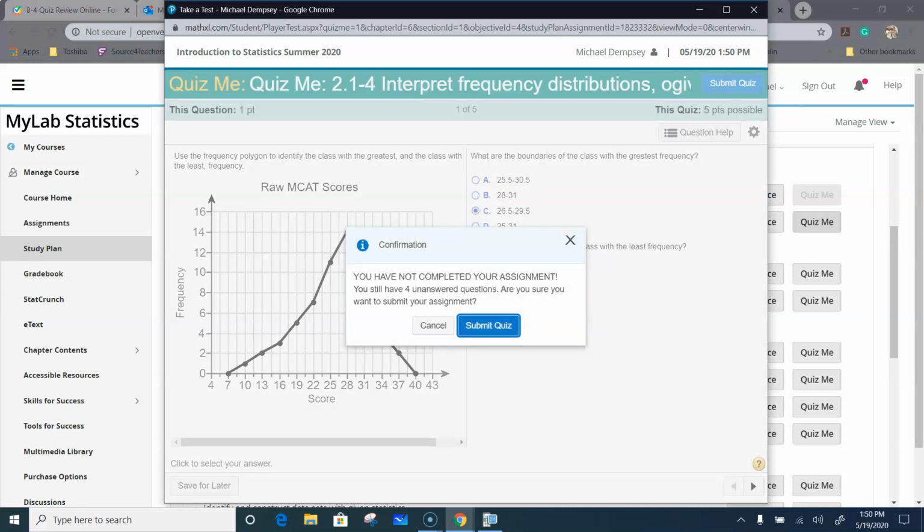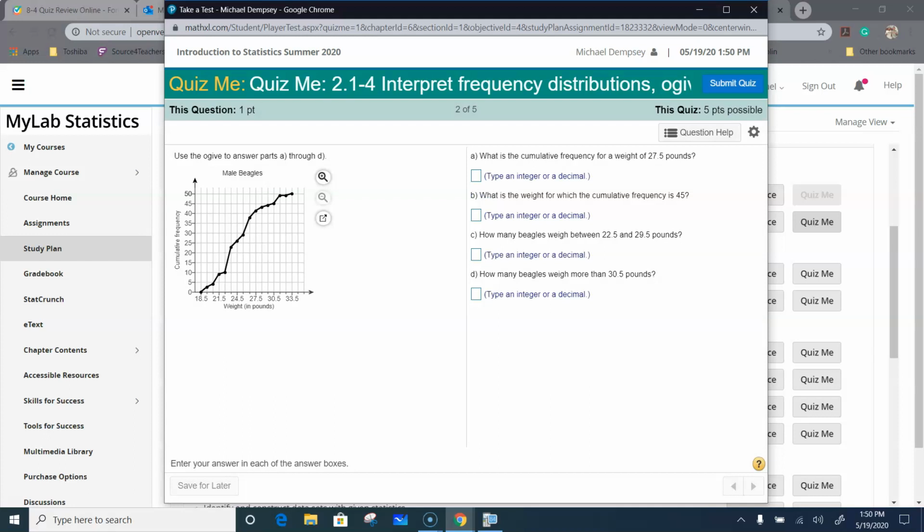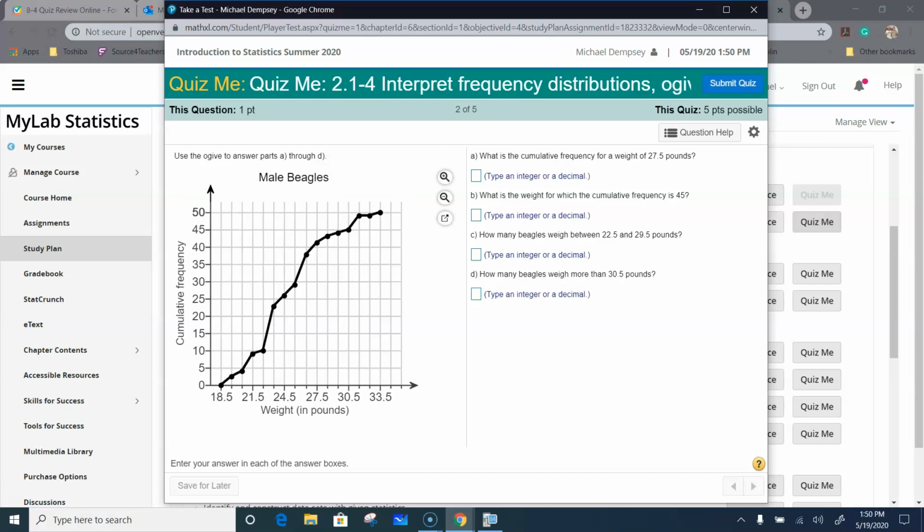That would be that second one. Oops, don't submit yet. We'll move on. Let's see how many of these we have. Okay, so the ogive, or the cumulative frequency histogram. What is the cumulative percentage or cumulative frequency for a weight of 27.5 pounds?